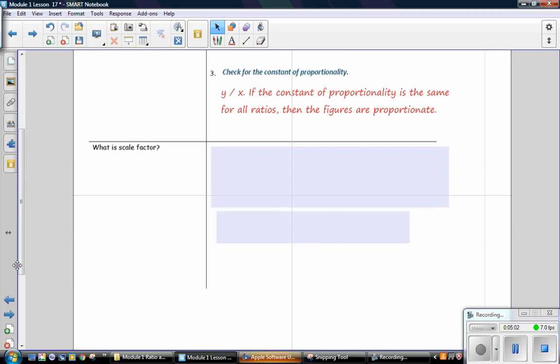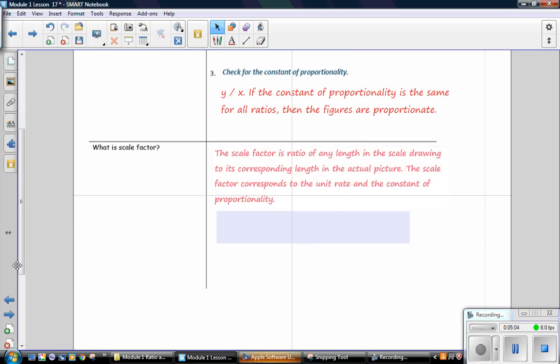What is the scale factor? The scale factor is a ratio of any length in the scale drawing to its corresponding length in the actual picture. The scale factor corresponds to the unit rate and the constant of proportionality. The scale factor is a ratio comparing the length in the scale drawing to the length in the original picture.